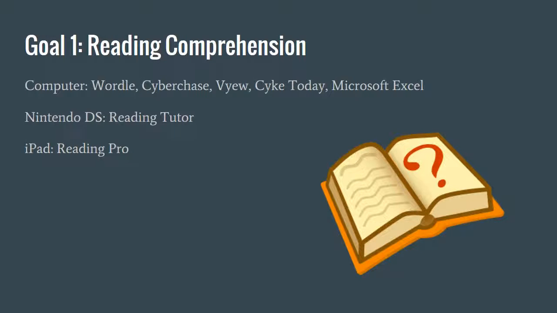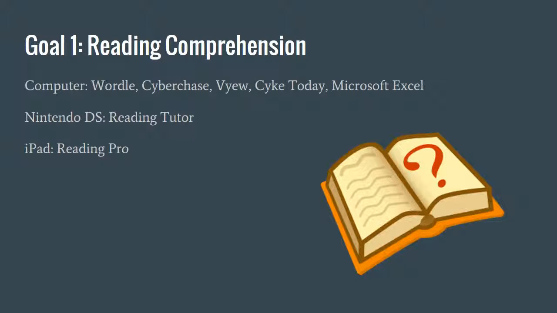In order for my students to be successful in meeting the reading comprehension goal, they will use various technologies including websites, games, and apps. Students will generate word clouds based on the unit's close read to help them identify the character and setting. They will use Reading Pro to record themselves reading the text, becoming more and more comfortable with the content. They will play the Reading Tutor game on Nintendo DS to practice phonics, fluency, vocabulary, and comprehension skills.